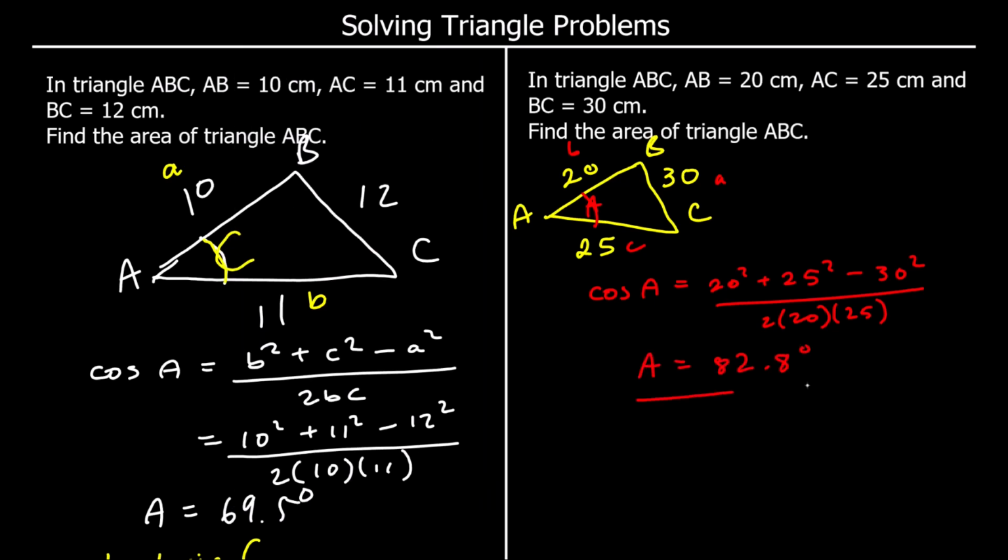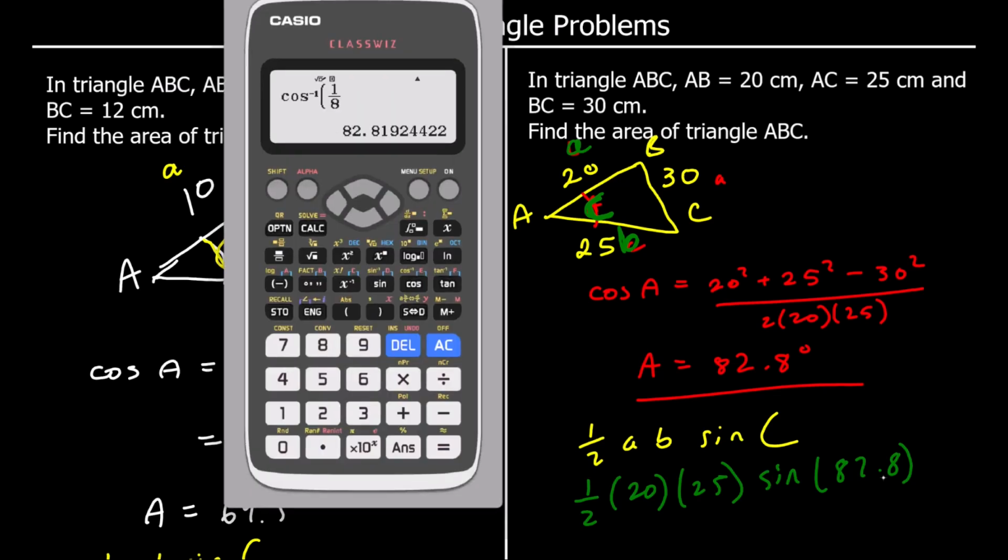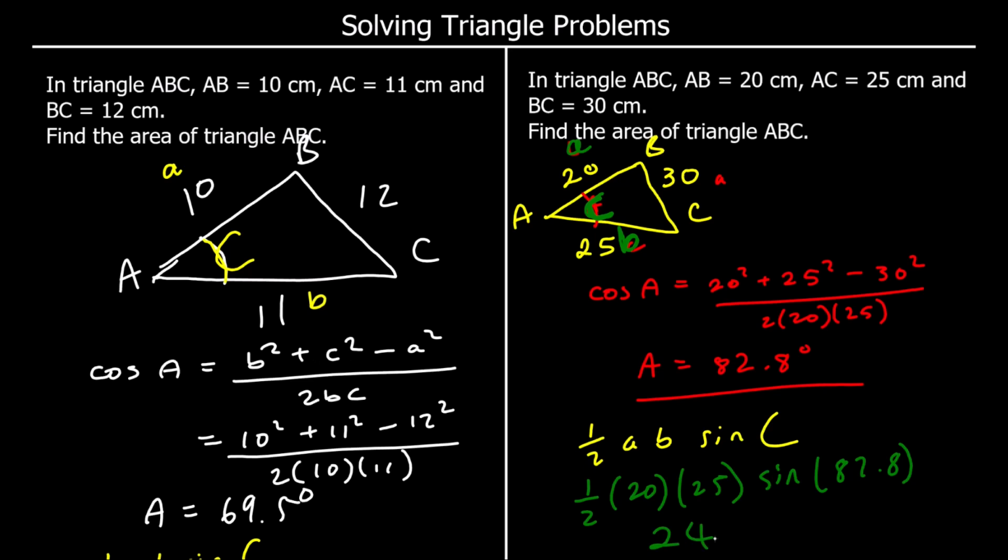82.8 degrees. So now we can relabel it. We want half ab sine C. So if we change this to C, that means these two will be A and B. So big C is next to A and B. So half times 20 times 25 times sine of the answer. And we get 248.0 centimeters squared.